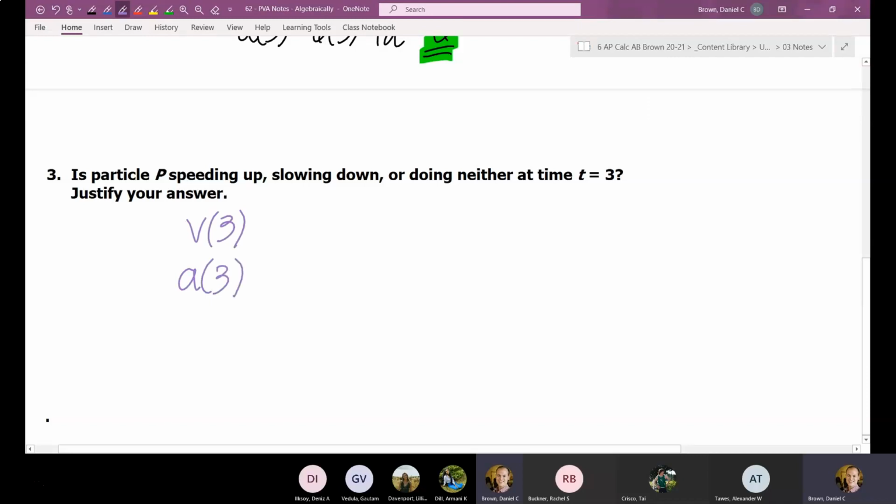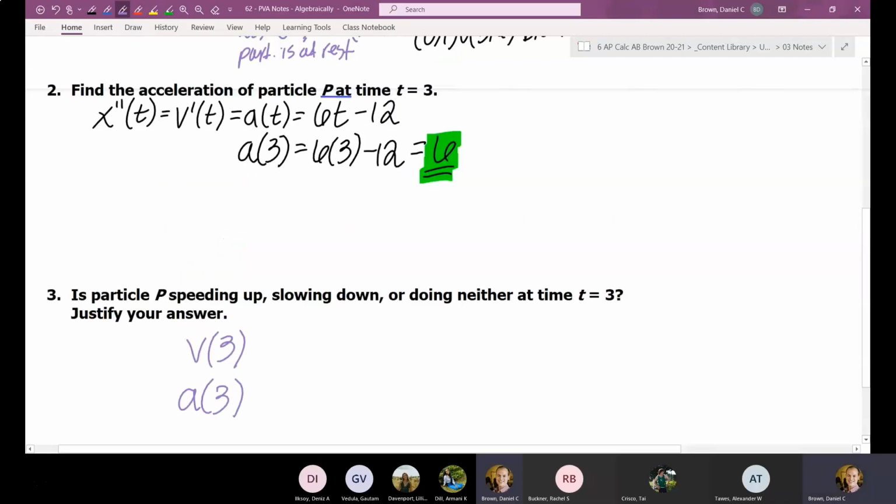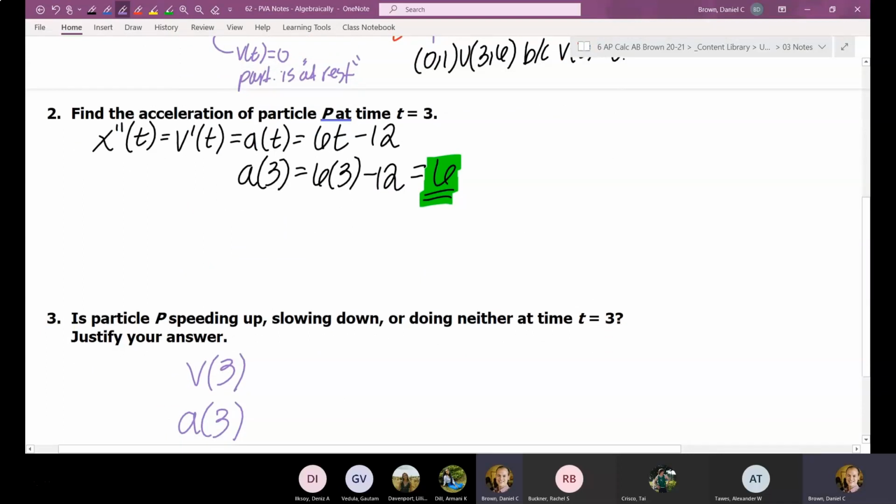If those have the same sign, then it's speeding up. If those have opposite signs, then it would be slowing down. Since you know that a of 3 is already positive, you do not need to find anything else that you've already found.